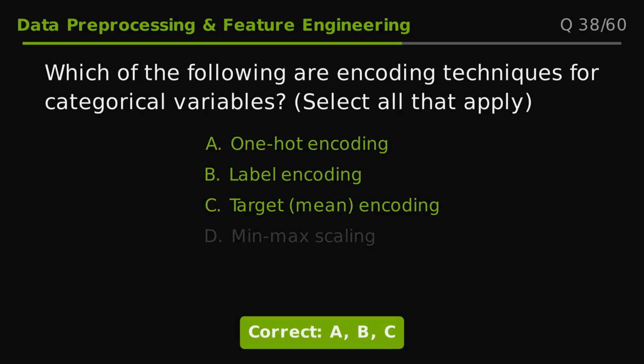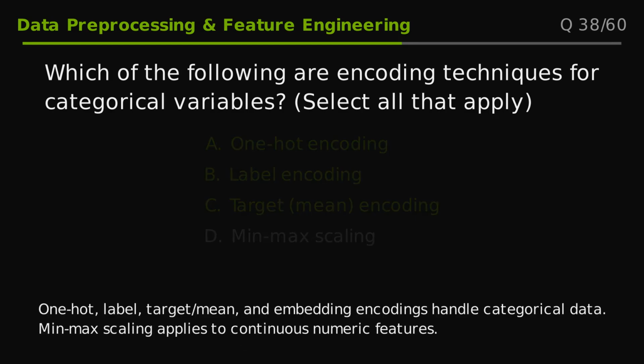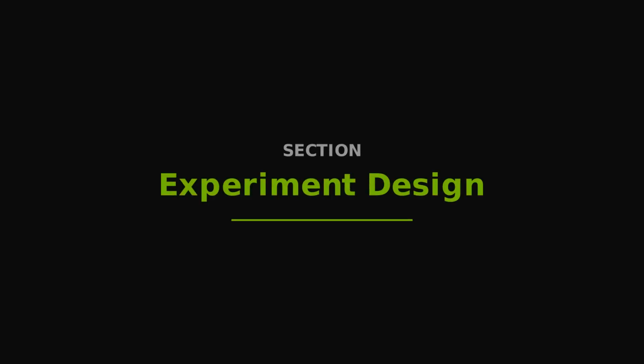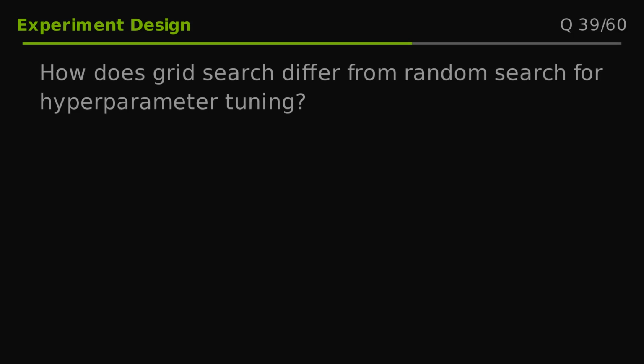The correct answers are A, B, and C. One-hot, label, target mean, and embedding encodings handle categorical data. Min-max scaling applies to continuous numeric features. Next section. Experiment design.